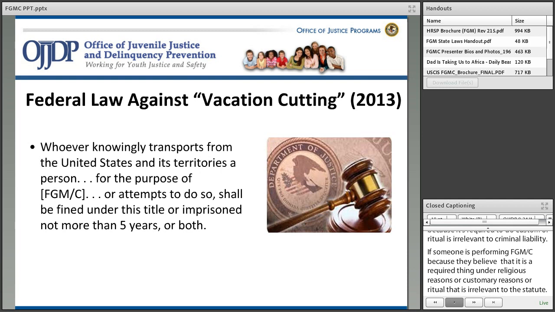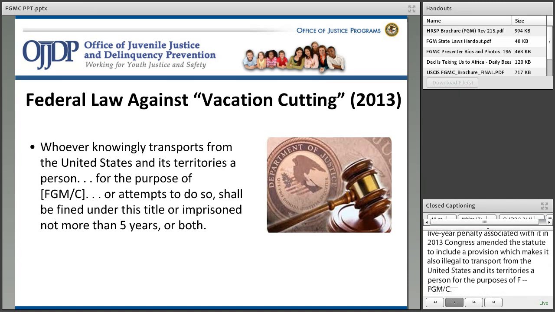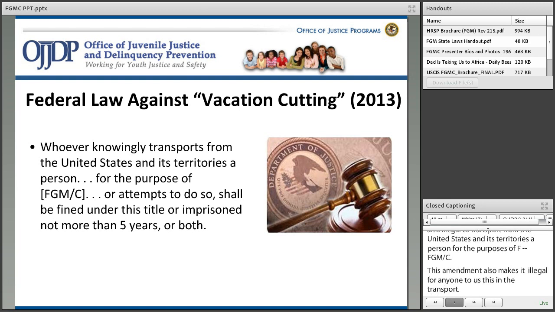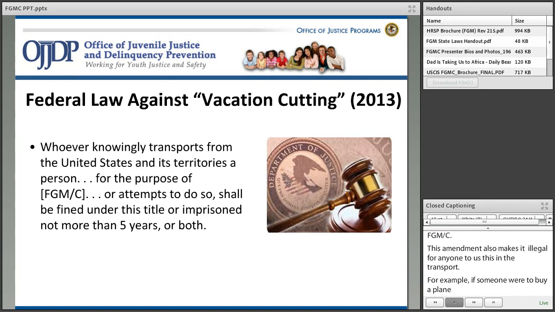In 2013, Congress amended the statute to include a provision which makes it also illegal to transport from the United States and its territories a person for the purposes of FGMC. This amendment also makes it illegal for anyone to assist in the transport. So, for example, if someone were to buy a plane ticket for a girl so that she is transported overseas for the purpose of FGMC, the person buying the ticket is also criminally liable. Again, this is a felony and has a 5-year penalty.